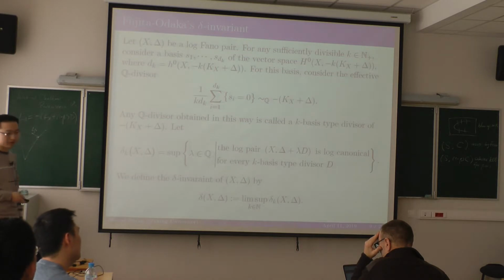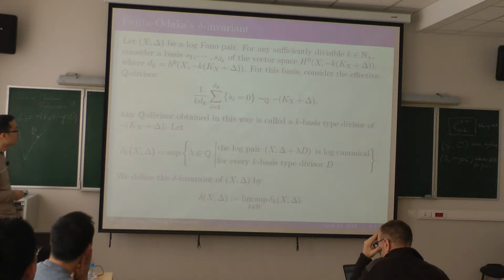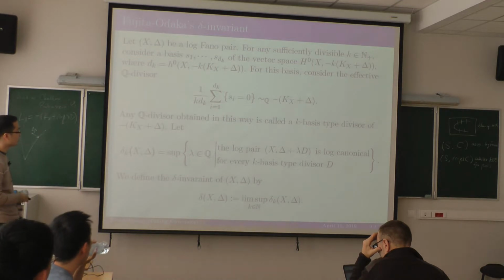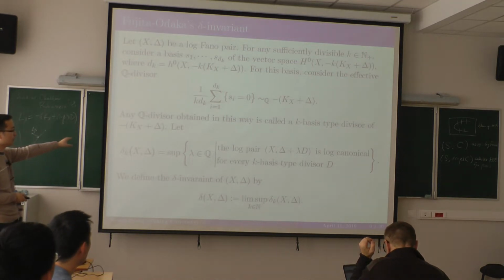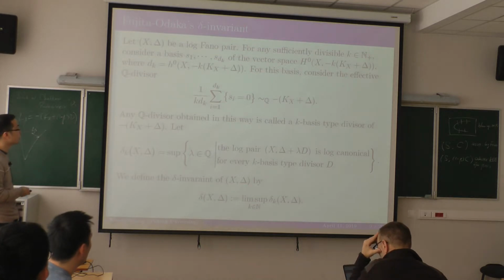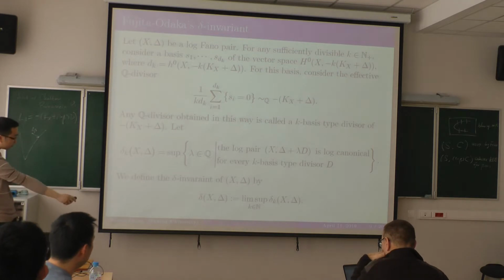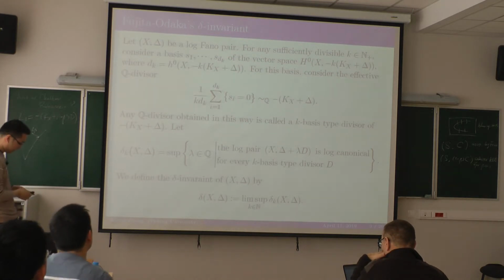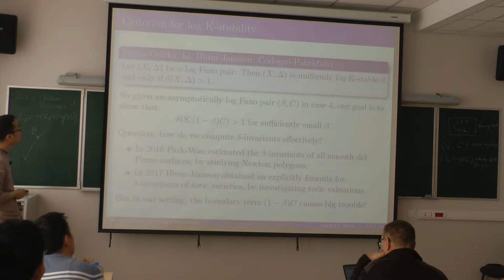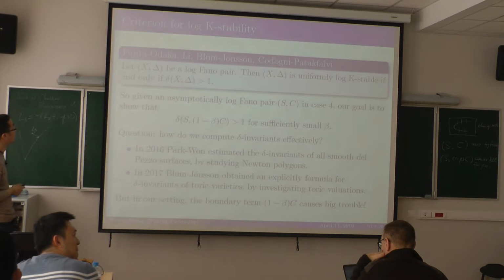There are many different definitions for delta. For instance, we have a valuative definition for delta, as introduced in many people's talks in this conference. But here we use the original definition for delta, introduced by Fujita and Odaka in 2016. The criterion says the following: if delta is bigger than 1, then the log Fano pair is uniformly K-stable. This result is the combination of many people's work, so here I only list a few.